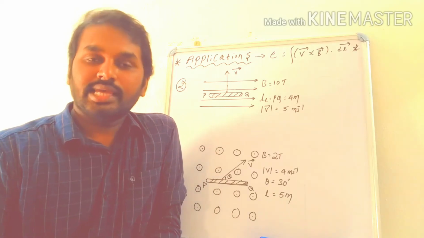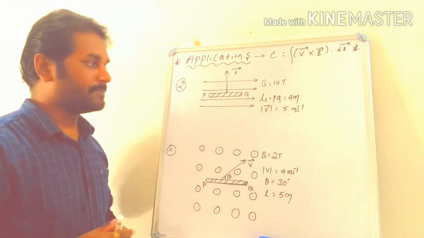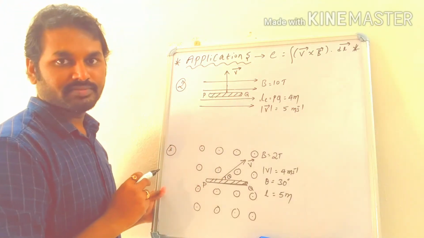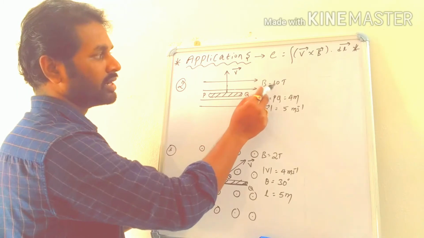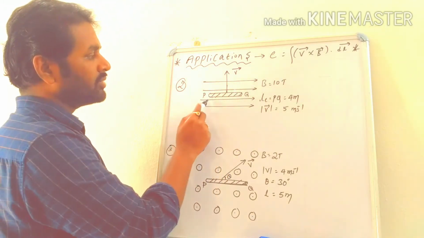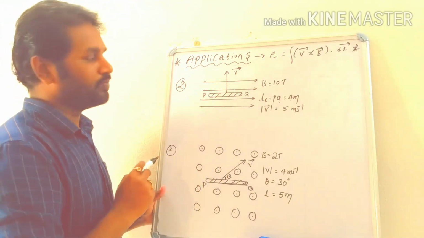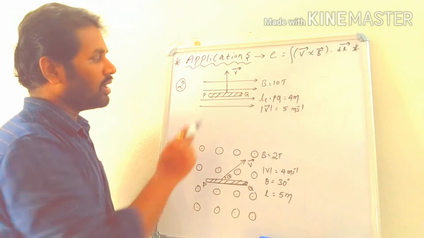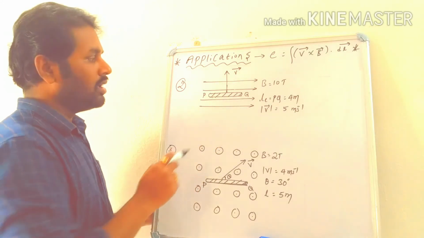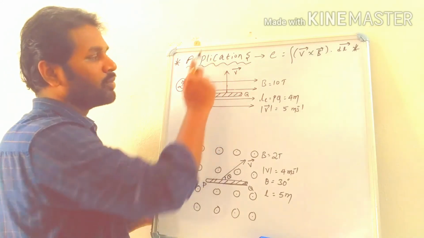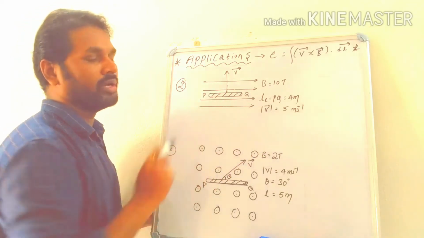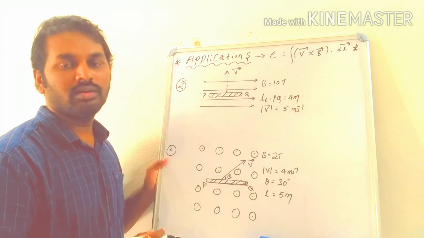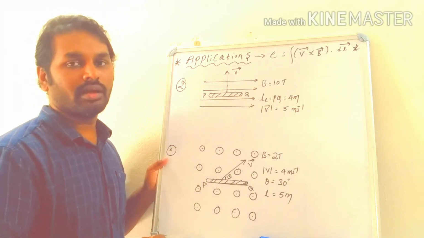So here we can see the second application. You can see the magnetic field is taken along the x-axis. How much is the magnitude? 10 Tesla. And the length of the conductor PQ is taken as 4 meters along the x-axis. And this rod is moving along the positive y-axis with velocity 5 meters per second. And how much is the induced EMF which is developed across the conductor PQ?